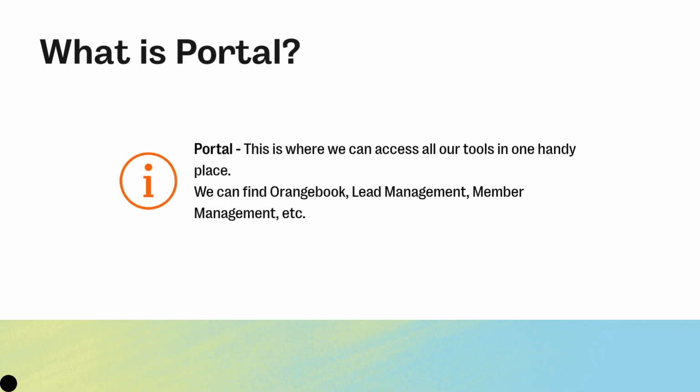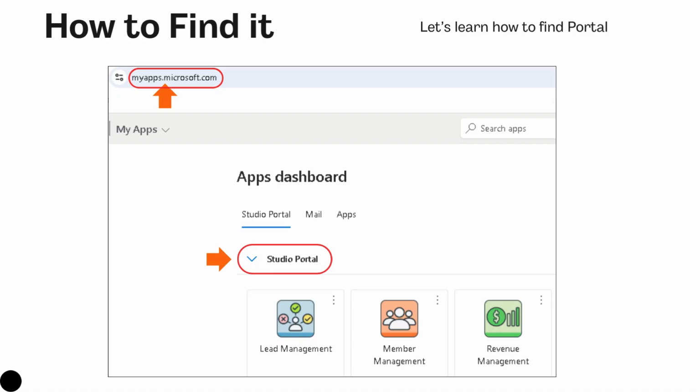So what is Portal? Portal is where we can access all of our tools in one handy place. It's where we go to find Orange Book, lead management, member management, and a whole lot more. If we're not sure how to even access Portal, we can access it by going to myapps.microsoft.com. And then here we can see Studio Portal, and you can see my first three tiles are lead management, member management, and revenue management.